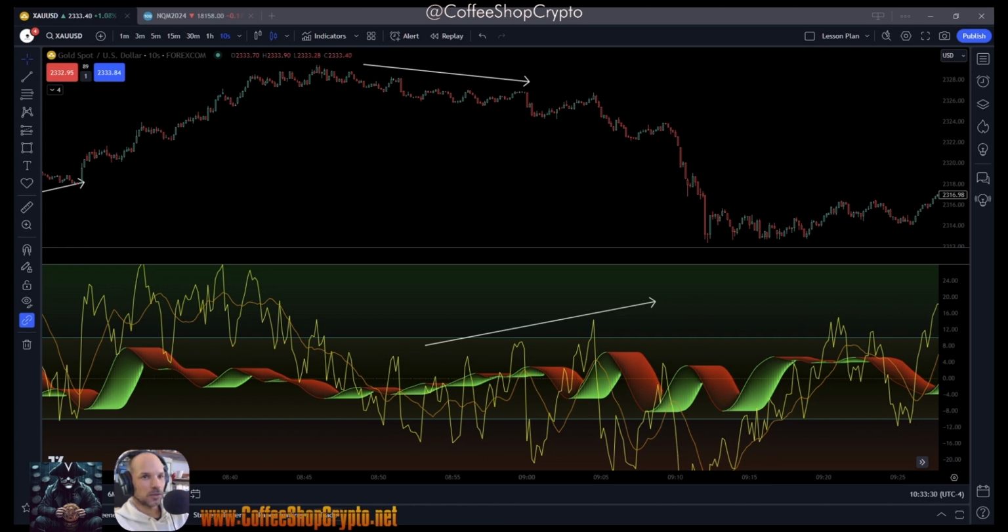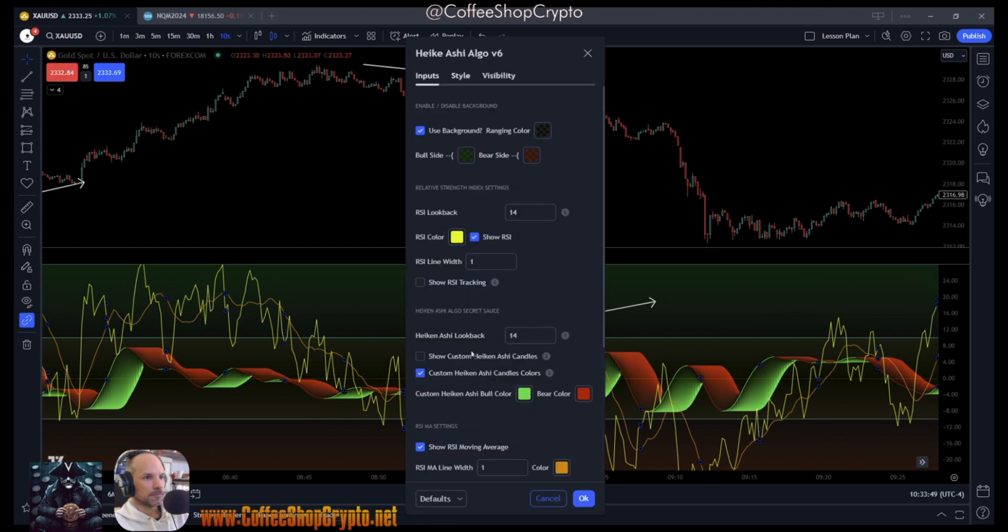There we go. All right, so what else do we got here? That's the range expansion, range contraction, basically the same thing. Heikin Ashi candles. Let me tell you a little secret about the Heikin Ashi candles. Short-term trend termination, short-term trend continuation. I'm going to turn off the ribbon.